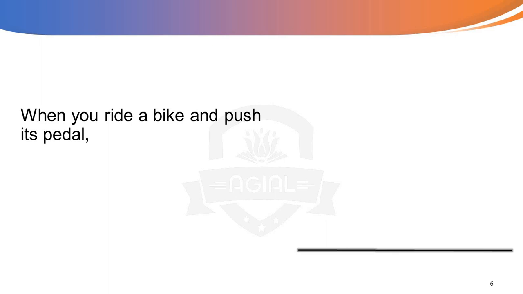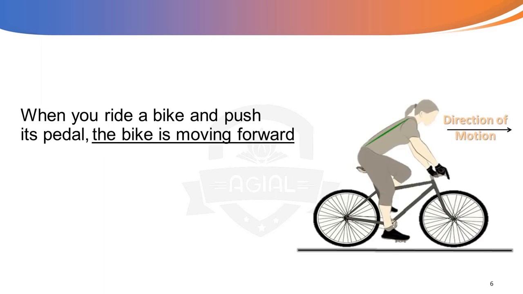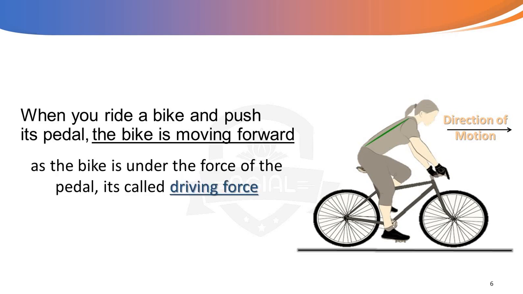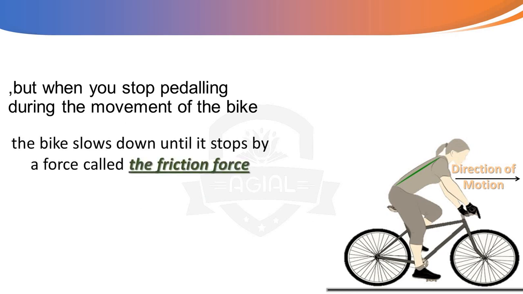When you ride a bike and push its pedal, the bike is moving forward, as we said, in the direction of the motion. When it moves in the direction of the motion, we can say it is under the force of the pedal. It's called driving force. But when you stop pedaling during the movement, the bike slows down until it stops by a force called the friction force.